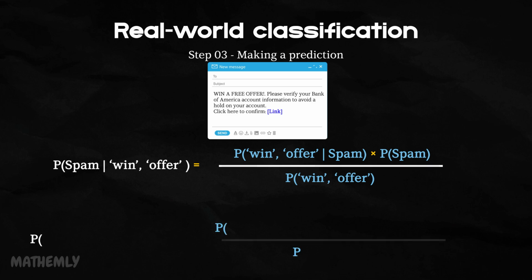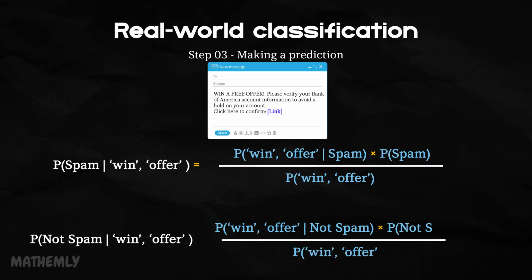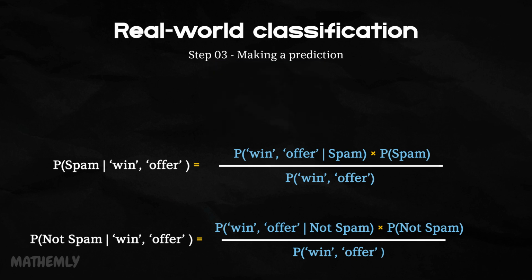The probability of the email being not spam given the occurrences of the words win and offer is equal to the probability of the words win and offer appearing given the email is not spam times the prior probability of an email being not spam divided by the overall probability of the words win and offer appearing in an email.